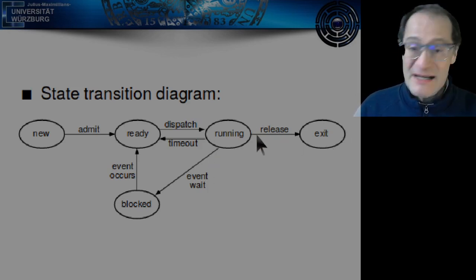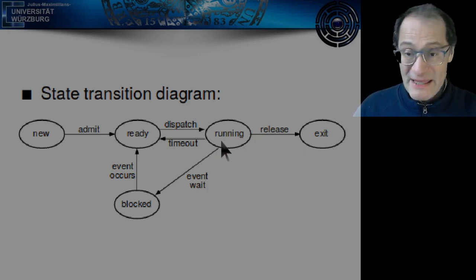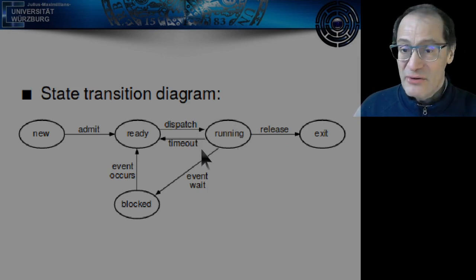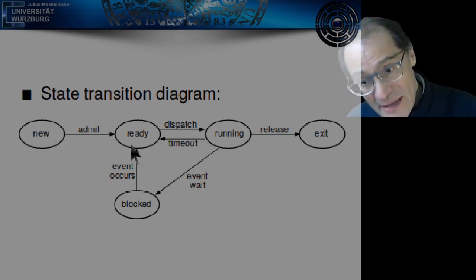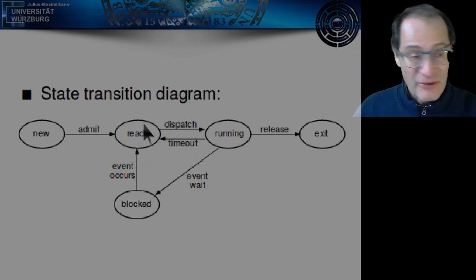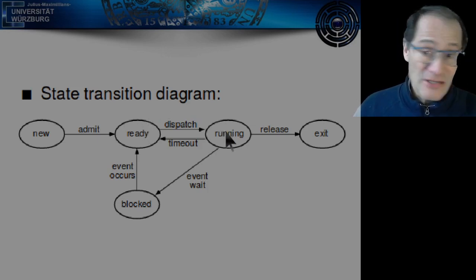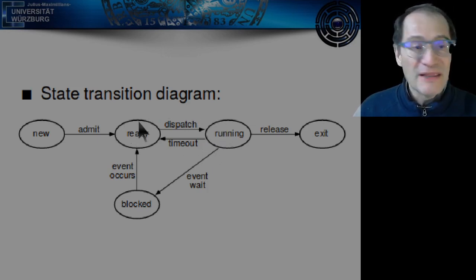But before it is released, maybe it has to be suspended. So it was working and working, but other tasks are waiting. So we get a timeout, and this will go back to ready. Then we take another task from the ready list, and we bring it to running, and another task will be running. And we can keep doing this.